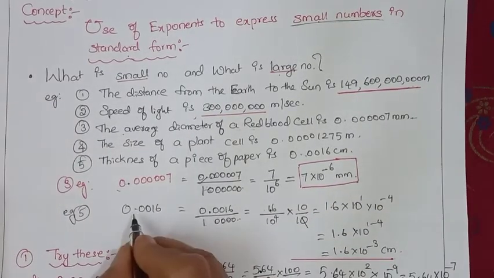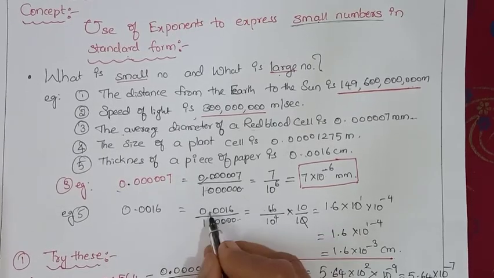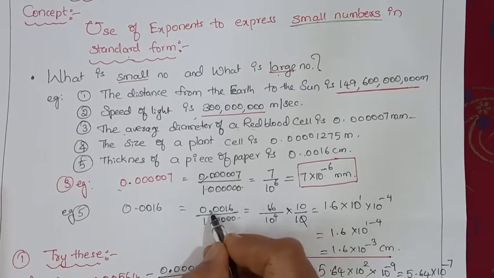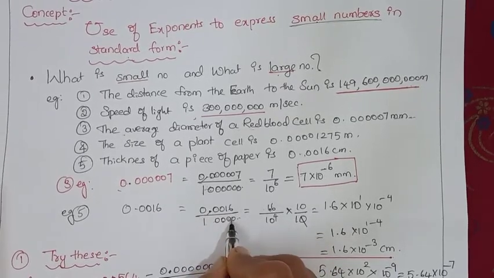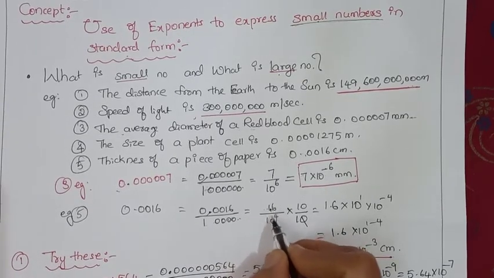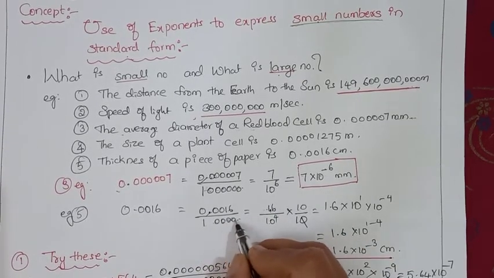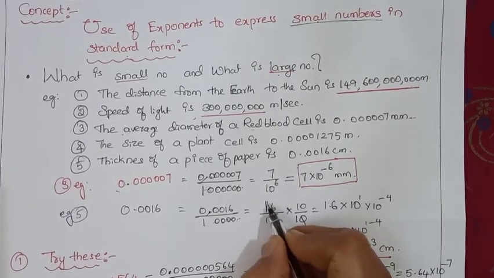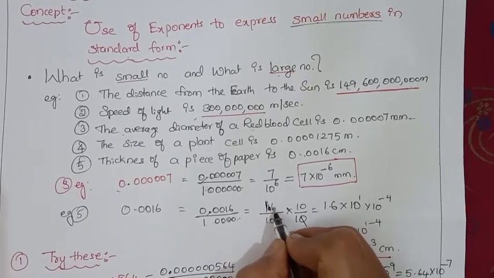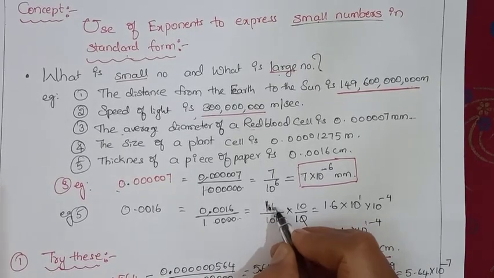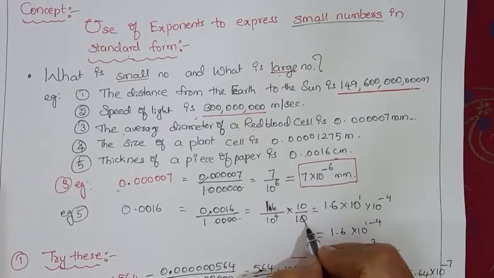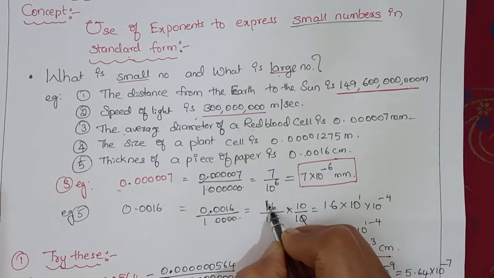Next, one more example: 0.0016. After the decimal 4 digits are there, so by removing this decimal I took 4 zeros in the denominator. What is that? 16 by 10 to the power of 4. I am just converting into base 10. Again I have to take one decimal, like 1 point only. After 1, how many digits are there? Only 1, so we are multiplying and dividing. I am cancelling this decimal and placing the decimal before 6.